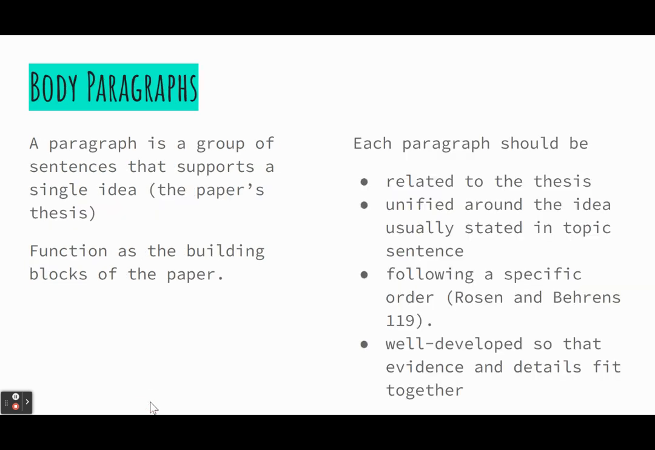Body paragraphs. I think I've covered this quite a bit, but they are the building blocks. Make sure they're related to the thesis. Make sure each one has one idea. Follow a specific order. I'm not going to spend tons of time on this one. Just make sure that the paragraphs are a group of sentences, not a single sentence. And make sure they build your paper from the bottom up. Provide the foundation for your paper.